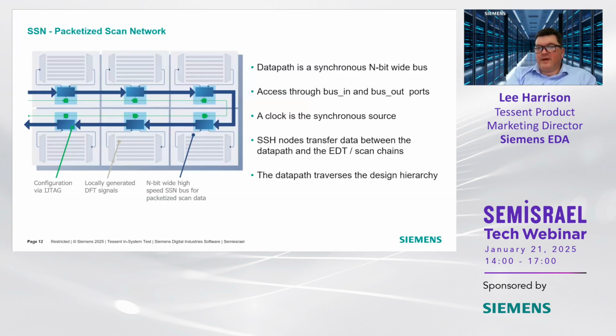Just a quick note on manufacturing test product SSN, because I'm just going to talk about SSN in the next couple of slides. So just in case you're not familiar with SSN, SSN is our manufacturing test network product. SSN is a packet-based scan delivery system where we can basically deliver all of your ATPG test pattern content over a simple bus structure. This really improves and speeds up and reduces the complexity of your scan infrastructure on your chip.